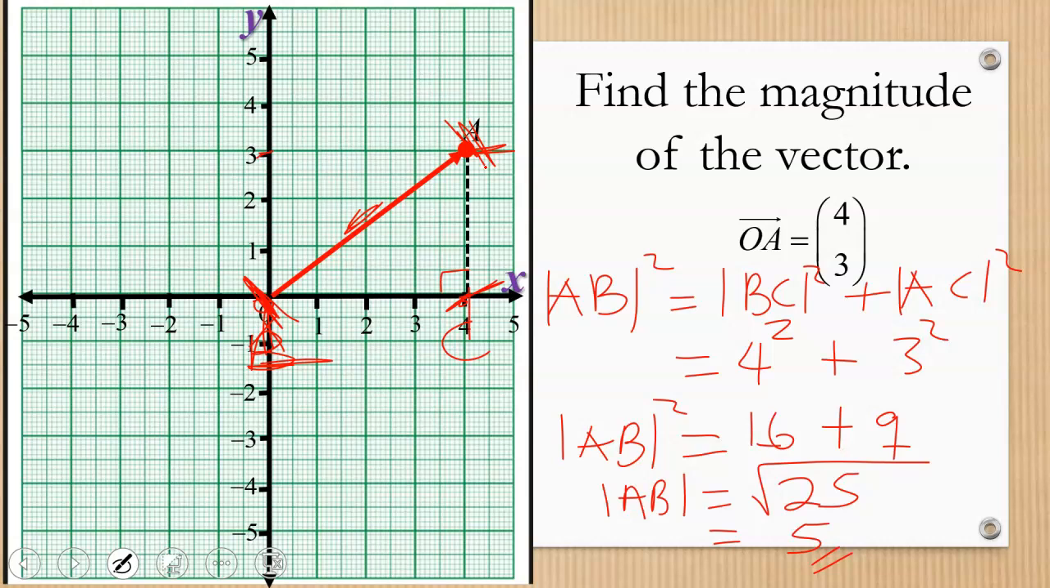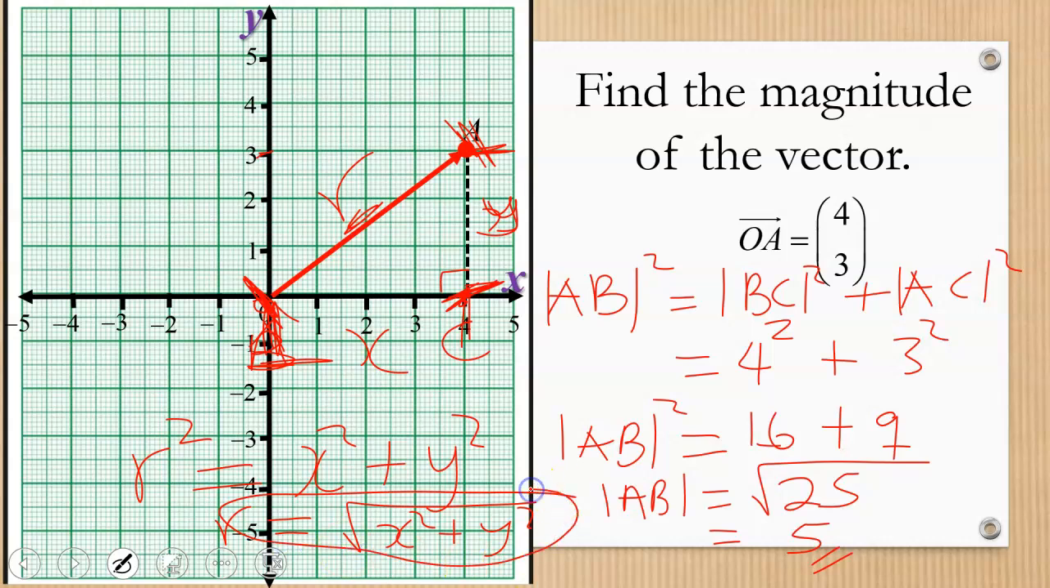Now let's try to deduce something. Let us assume that I don't know the distance between this and this, and I want to call it y. And I don't know the distance between this and this, I want to call it x. And I want to call this one r. Then we can say that r squared is equal to x squared plus y squared. Do you agree? So for us to make r the subject, we take the square root of x squared plus y squared. And this becomes a formula that we can use to always find the magnitude of a given vector.